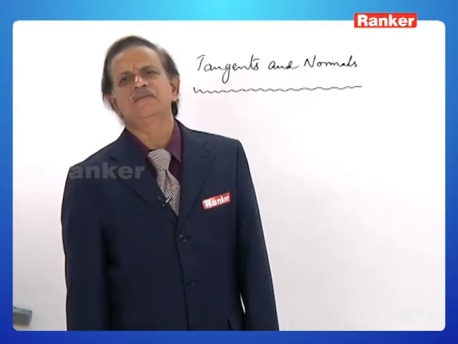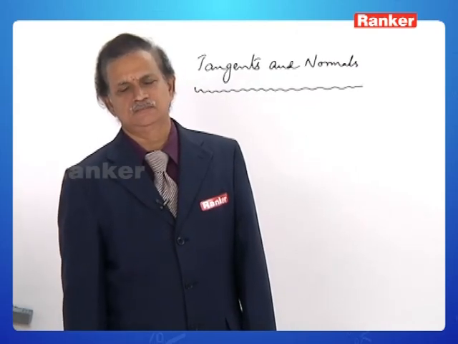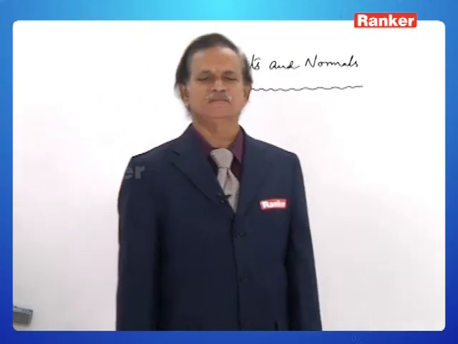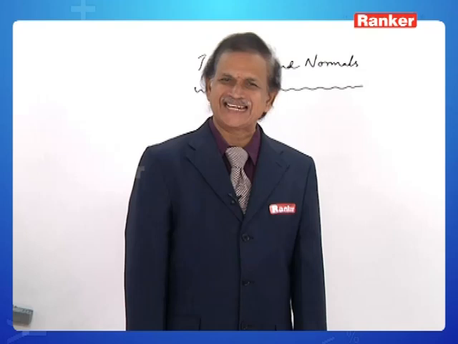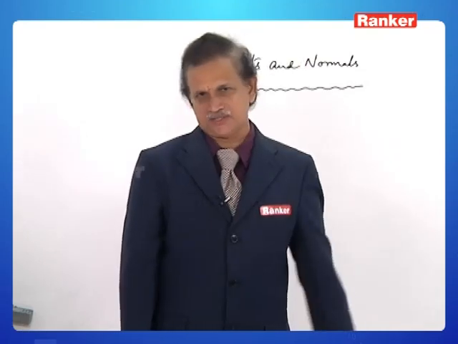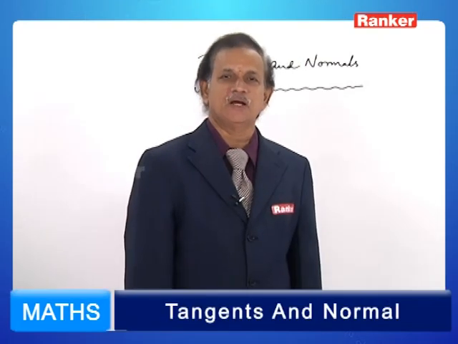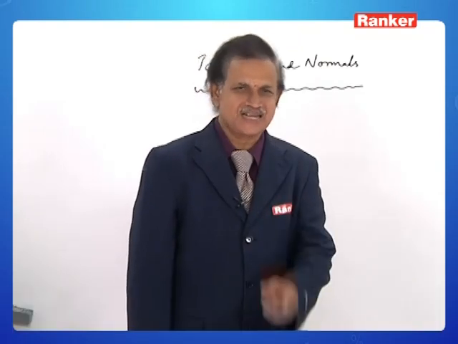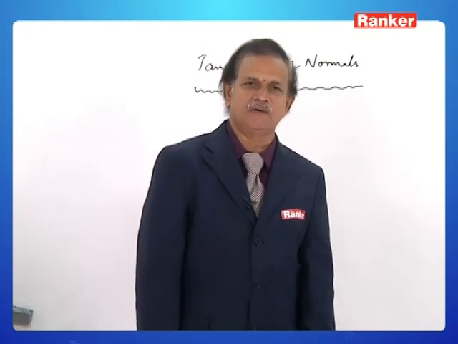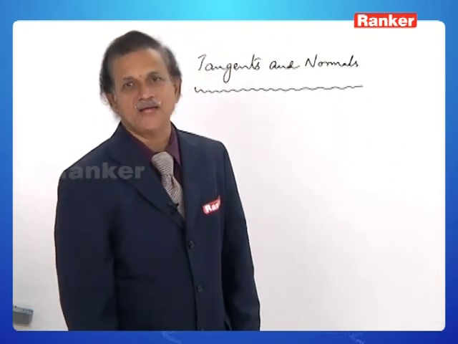First of all, what do you mean by a tangent? If a particular curve is given, the line which meets the curve at exactly one point is called a tangent. The line which cuts the curve at exactly one point is nothing but a tangent.